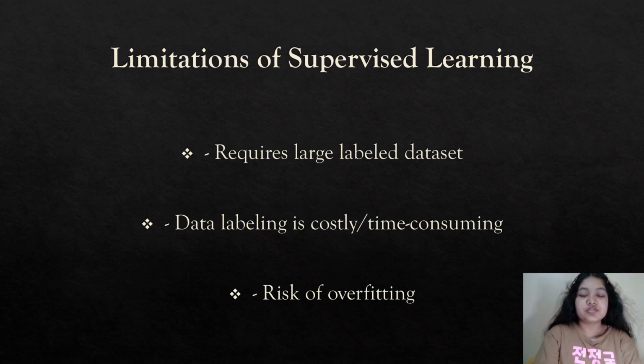Now the limitations. It requires large labeled datasets. Without enough data, the model cannot learn properly. Next is time consuming data labeling. Labeling data manually is costly and slow. And next is that it can overfit if not properly tuned. If a model memorizes training data instead of learning patterns, it performs badly on new data.